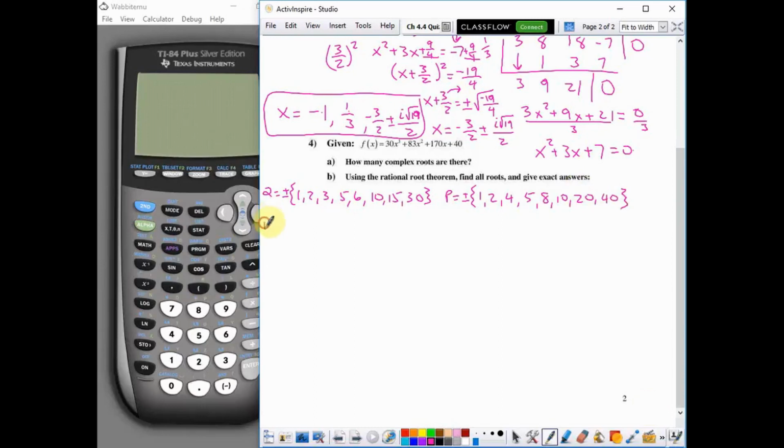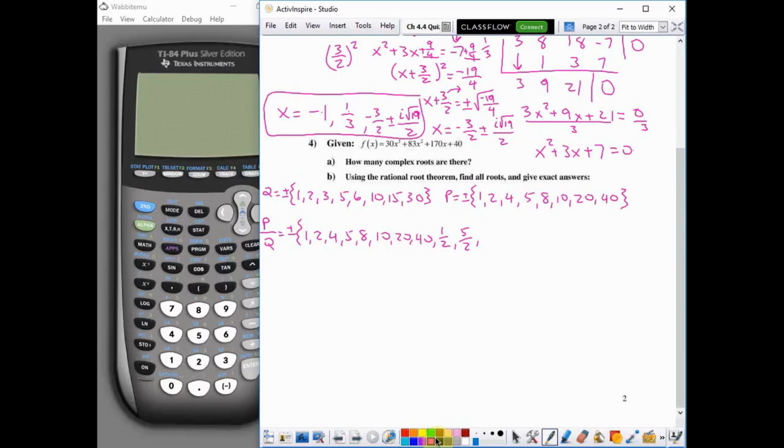Okay, so P over Q, this is going to be a pretty long list. Plus or minus everything over 1. So all the P's over 1: 1, 2, 4, 5, 8, 10, 20, 40. All the P's over 2: 1 half. 2 over 2 is 1. 4 over 2 is 2. We don't have 5 over 2. 8 over 2 is 4. 10 over 2 is 5. 20 over 2 is 10. And 40 over 2 is 20.